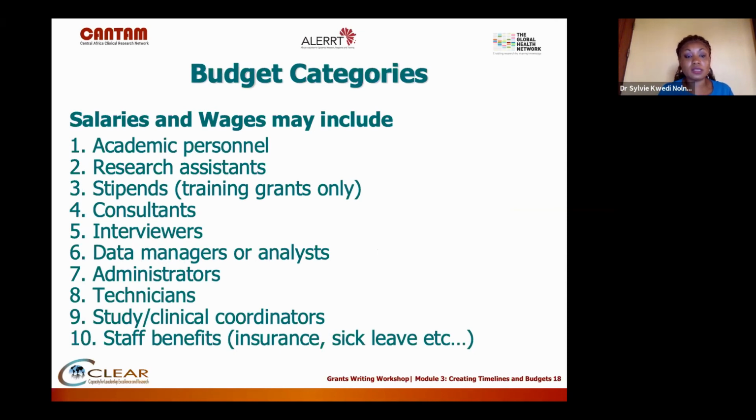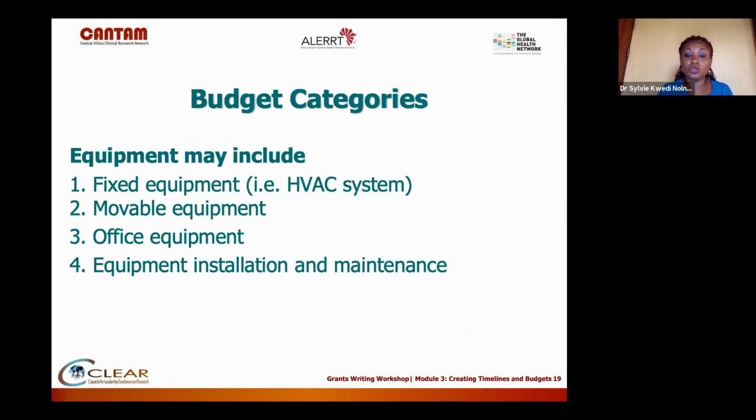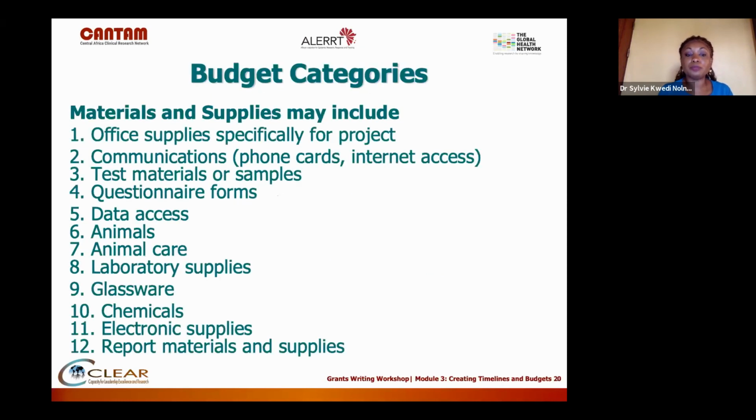For the salaries, it really depends on what you need to do your work. It goes through the whole gamut. It depends on what you need to do your work. I think I already spoke about the equipment, materials and supplies.